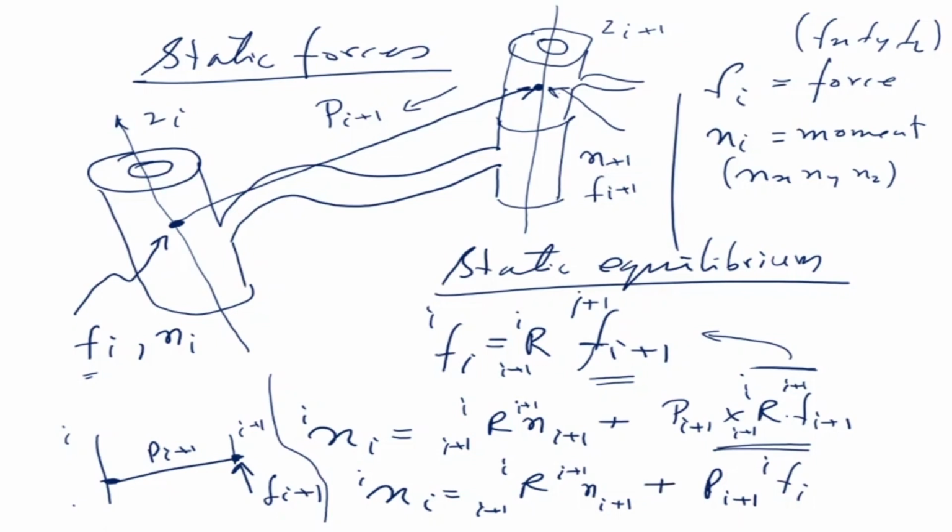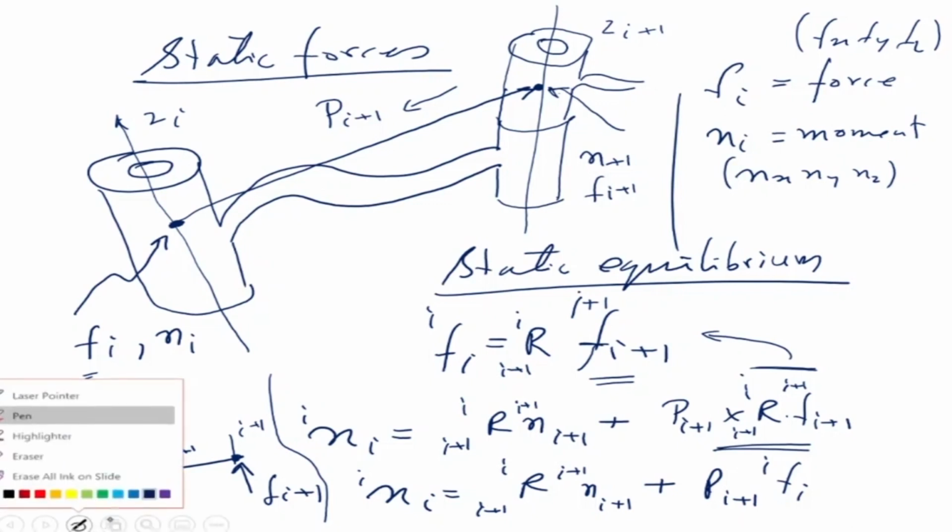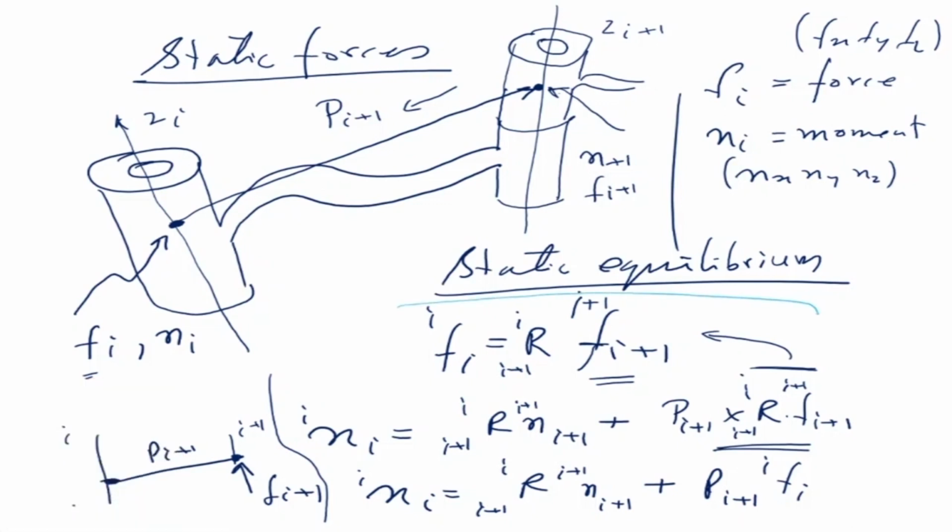So we have two equations here. The first equation is the force equation, which is relating the force of the previous link to that of the next link. So the forces are moving in the reverse direction. So I plus 1th link force is having an effect on the ith link. For velocity it was just the reverse. Now what about the moments? The moment is here.